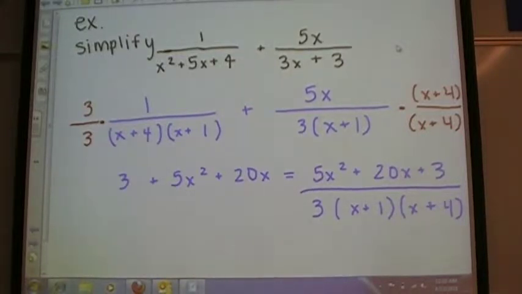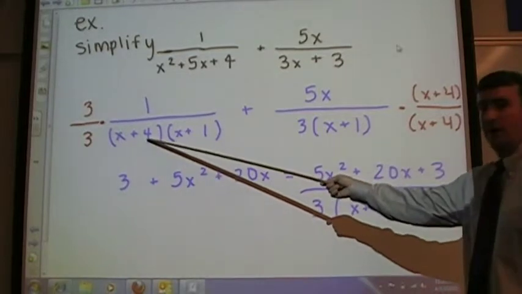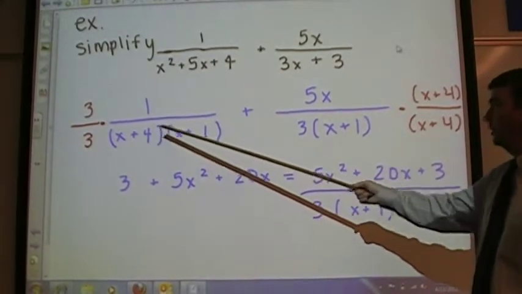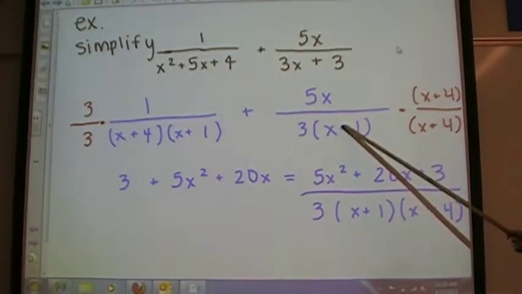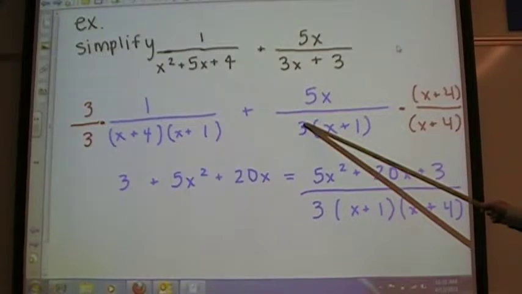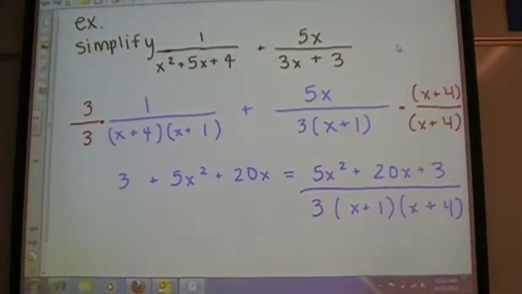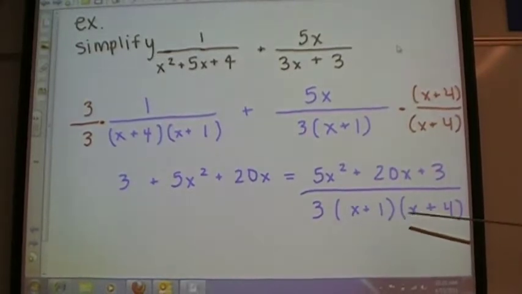Then you need to figure out what the least common denominator is. In order to add fractions, you have to have a least common denominator. So we need to find the least common multiple of those two denominators. You have an x plus 4 as a factor. That's got to be part of your least common multiple. You have an x plus 1 and an x plus 1. That has to be part of your least common multiple. And you have a 3. That has to be part of your least common multiple. So your least common denominator is 3, x plus 1, x plus 4.